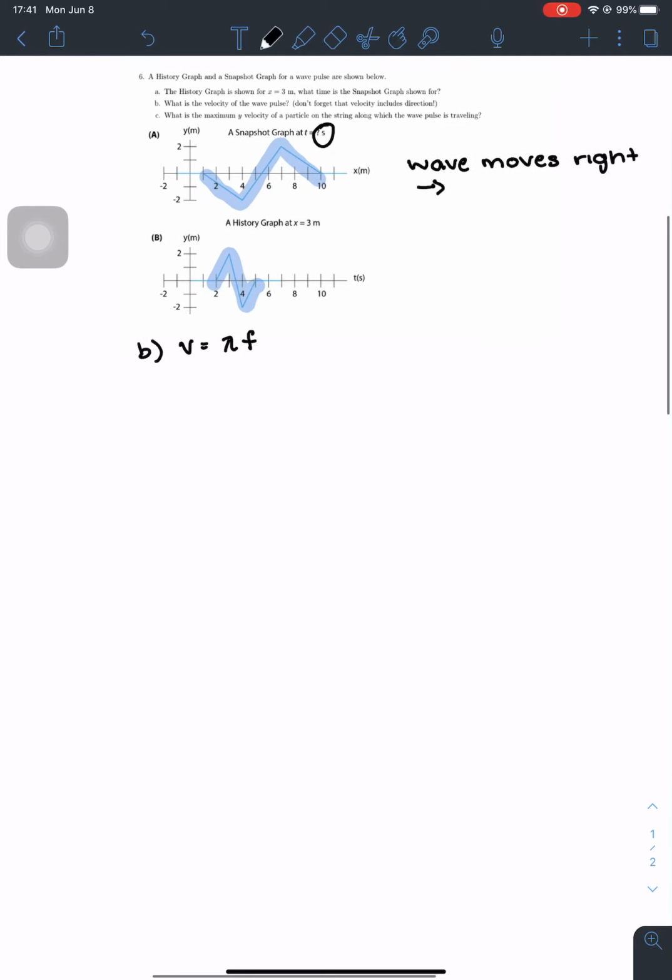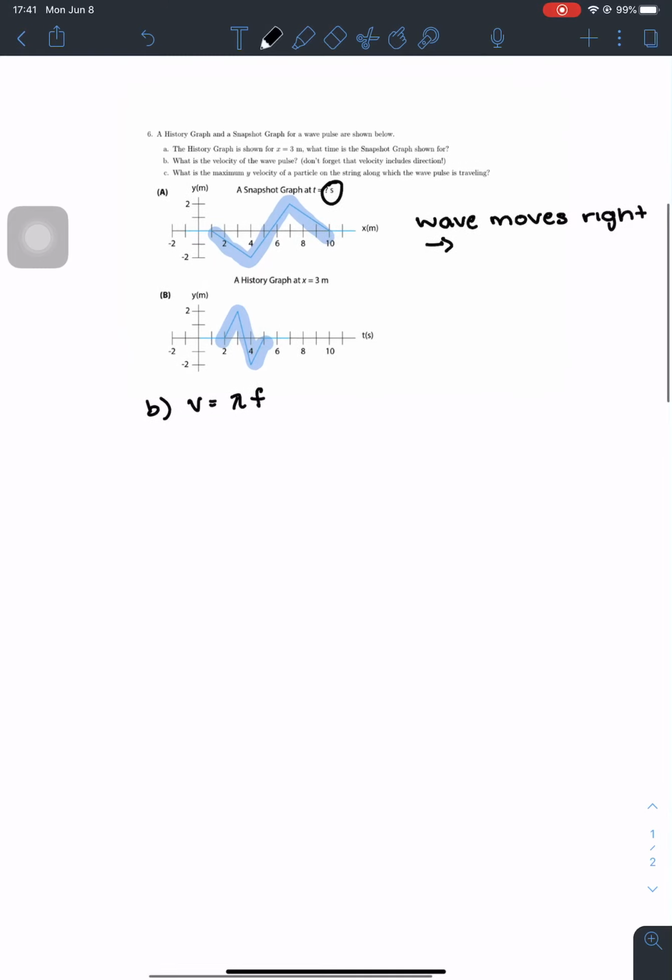To find wavelength, we look at our snapshot, because a snapshot graph is a wave's displacement as a function of position. Our wavelength will be delta x, which means final position minus initial position.